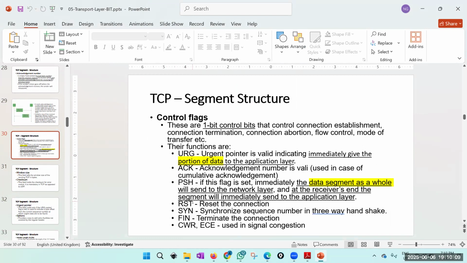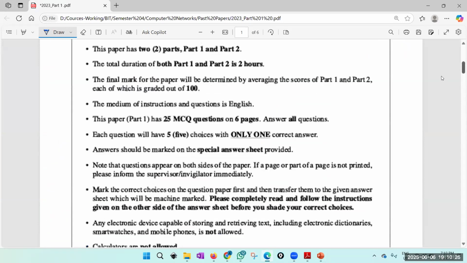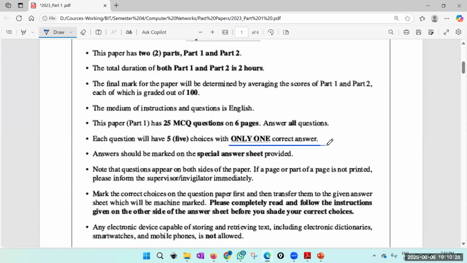So therefore, it's a little bit confusing which one is the correct answer. Definitely either urgent or push. Urgent or push, I'm not very sure which one. Anyway, this paper says only one answer is correct. Right? Only one correct answer.